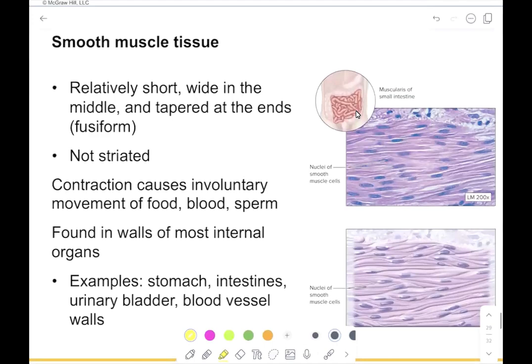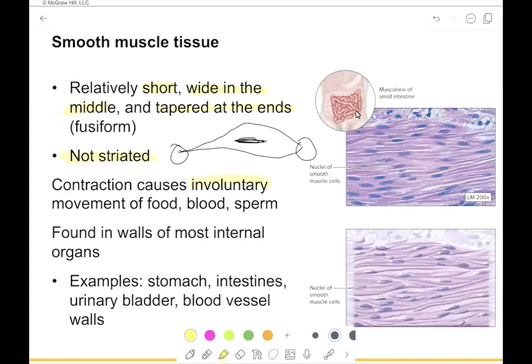The last type of muscle tissue is smooth muscle tissue. It's relatively short, but it's wide in the middle and tapered at the ends. So it kind of has this general shape of being tapered at the end, as you can see here. It's not striated, so it's the only muscle tissue that does not have those striations, and it's involuntarily controlled.